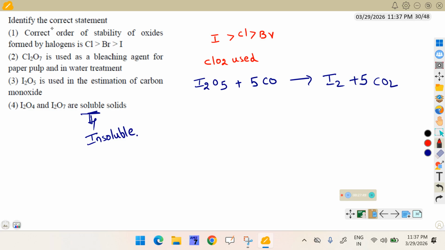Identify the correct statement. Correct order of stability of oxides formed by halogens: chlorine greater than bromine greater than iodine. Wrong. Correct order is iodine greater than chlorine greater than bromine. Cl2O7 is used as a bleaching agent for paper pulp and in water treatment. Wrong, ClO2 is used. I2O5 is used in the estimation of carbon monoxide. Correct. I2O4 and I2O7 are soluble solids. No, not soluble solids, insoluble solids.